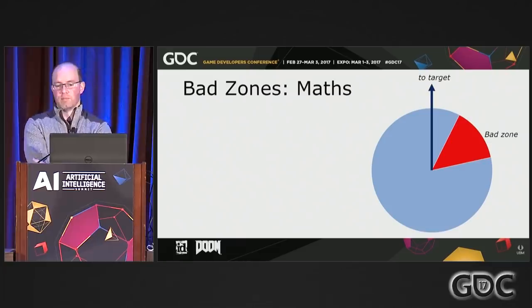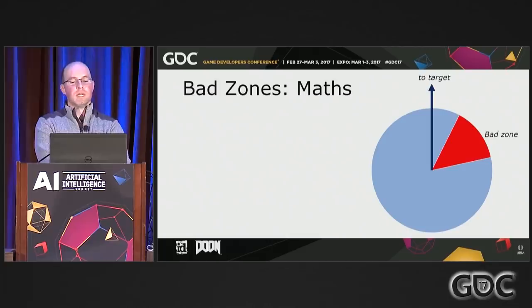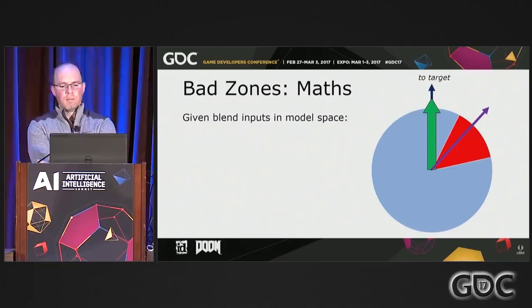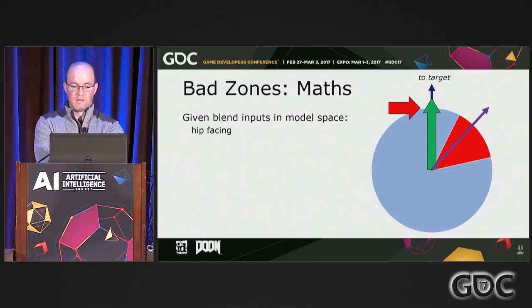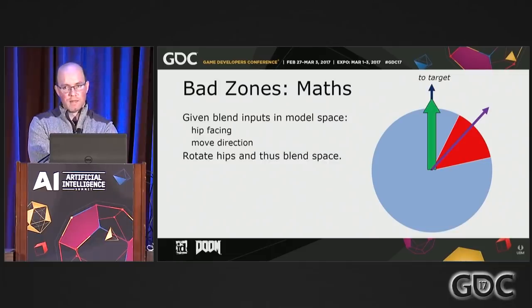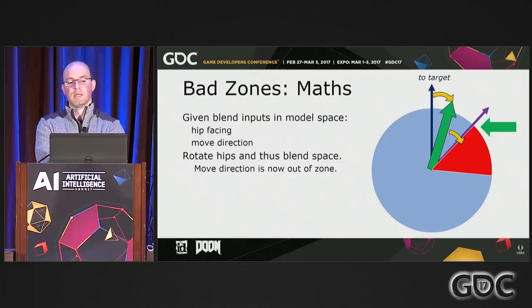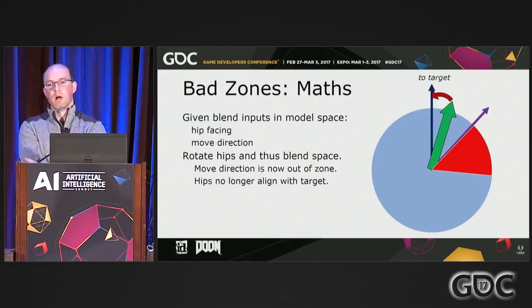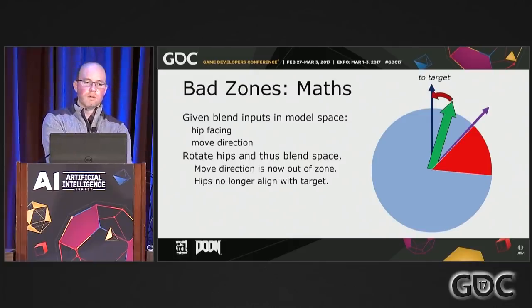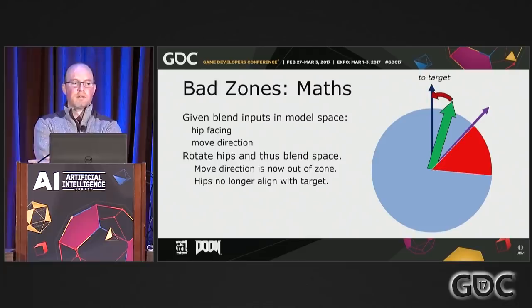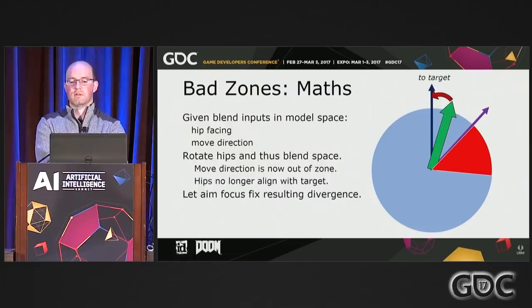Now, the AI used the same approach. This is based on the fact that the blend space is conceptually parented to the model's hips, meaning if you rotate the hips, you will rotate the blend space underneath them. Given blend inputs in model space, which is the desired facing of the hips and the desired movement direction, we simply rotate the hips and thus the blend space, like that, until the move direction is out of the bad zone. Now, unfortunately, this implies that the hips are no longer going to align with the target. The usual reason we want hips to align with the target is just because the character wants to aim in that direction. So we just let the aim focus system fix the difference.